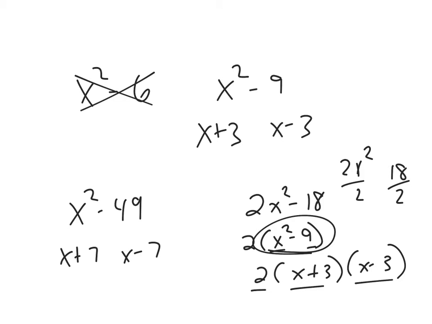So if you get something like this, pull the greatest common factor out. Let's say we got 4x squared minus, I don't know, 36. Okay, can I pull a 4 out? Yes, I can.